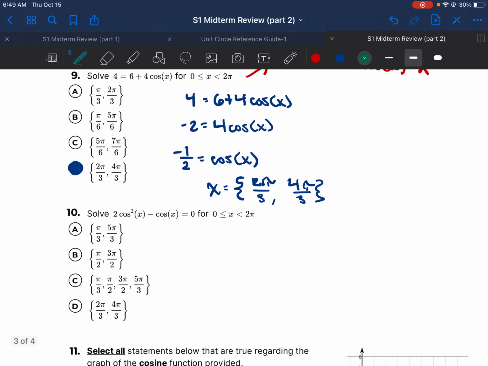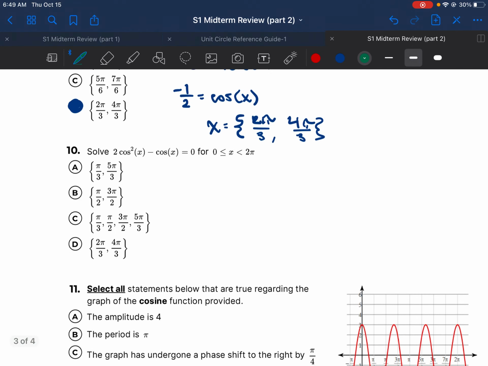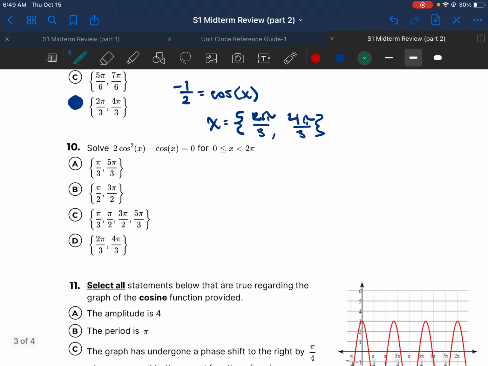We'll do the same thing here. We'll solve number 10 algebraically, or by hand, and then we'll check graphically. So we have 2 cosine squared of x minus cosine of x equals 0. First thing I notice is that both terms on the left contain a cosine. So I'm going to go ahead and factor out the cosine of x.